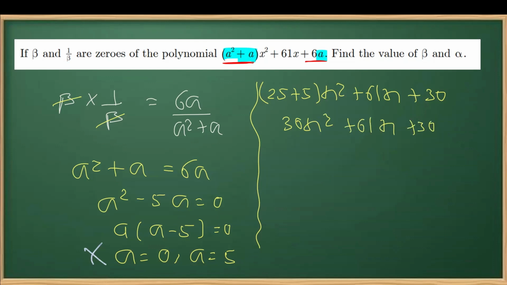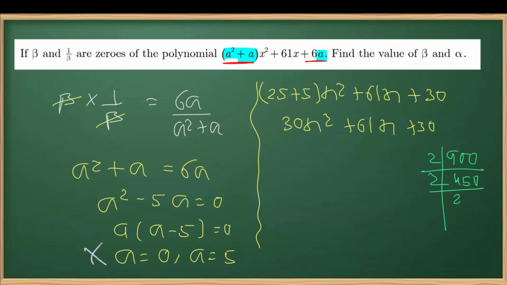Now we are going to factorize this by middle term factorization. So 30 into 30 is what? 900, right? From the factors of 900, we have to obtain 61. If I go by 2, this is 450. Continue factorizing by 2, we get 225. By 3, it is 75, and this is 12. 75 minus 12 is 61. No, but wait, because we have all positive here, so this factor will not work.